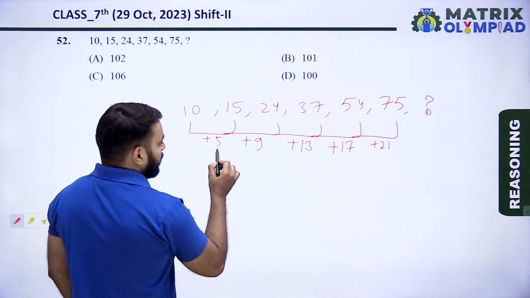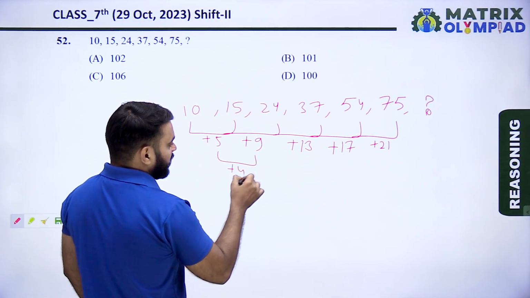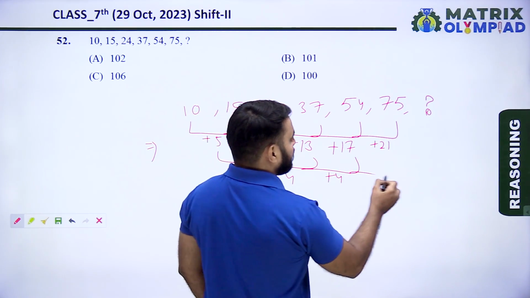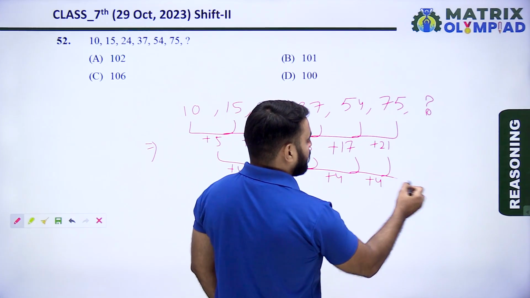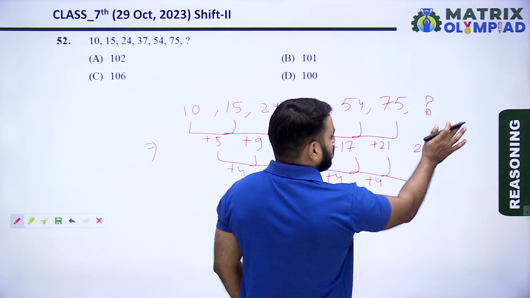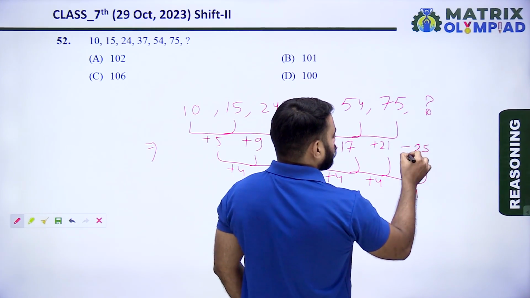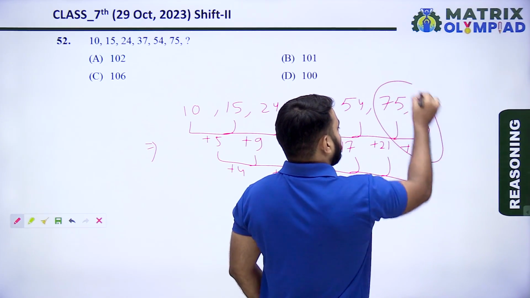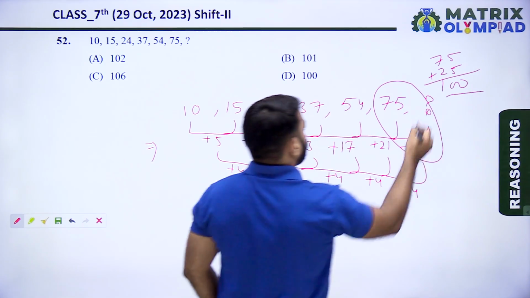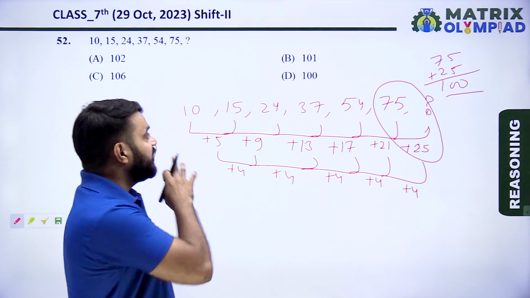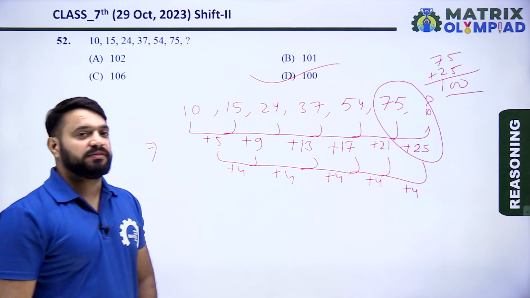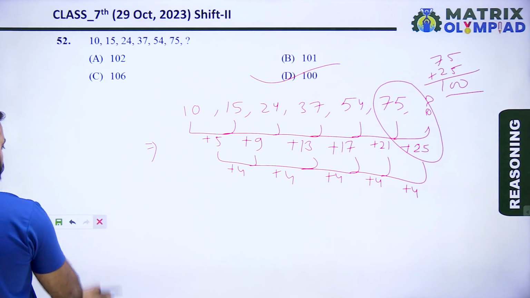So plus 5, plus 4, it means 9. 9 plus 4, it means 13. 13 plus 4, it means 17. 17 plus 4, it means 21. So similarly, plus 4, 21 plus 4, it means 25. So next term is 75 plus 25, it means 100. So 100 is the next term of the given series. So here option D is the correct answer of this question. So let's move on to the next question.